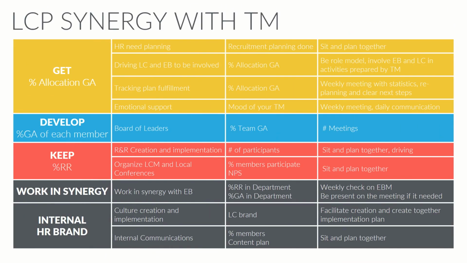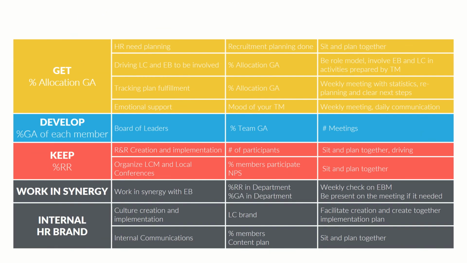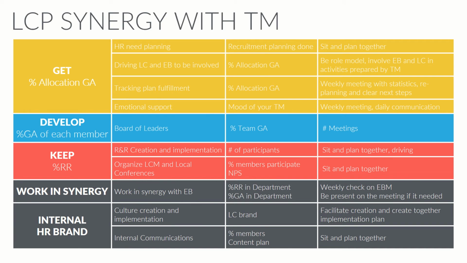And yes, this is your synergy with TM. Like more detailed, which I put on this slide. I don't have a lot here. This is on what you're working and how you are working on it. For get HR need planning, you sit and plan together. Simple. After TM collect all information from functional VPs.